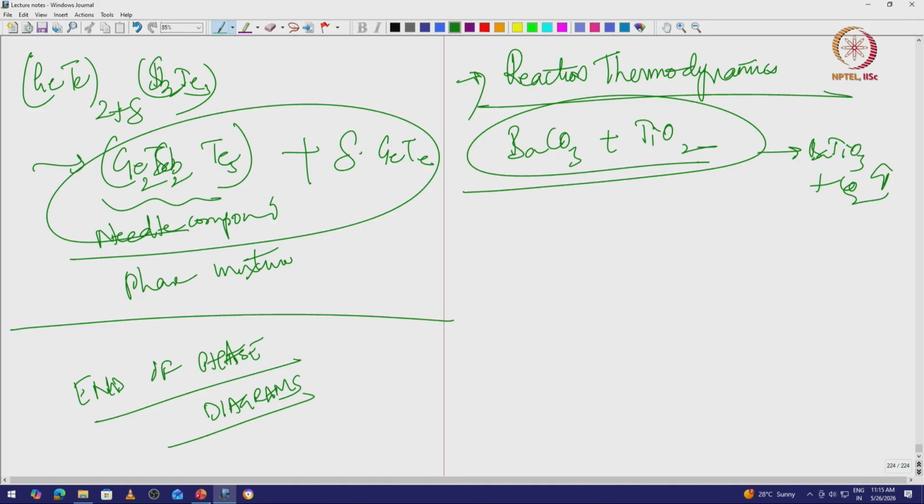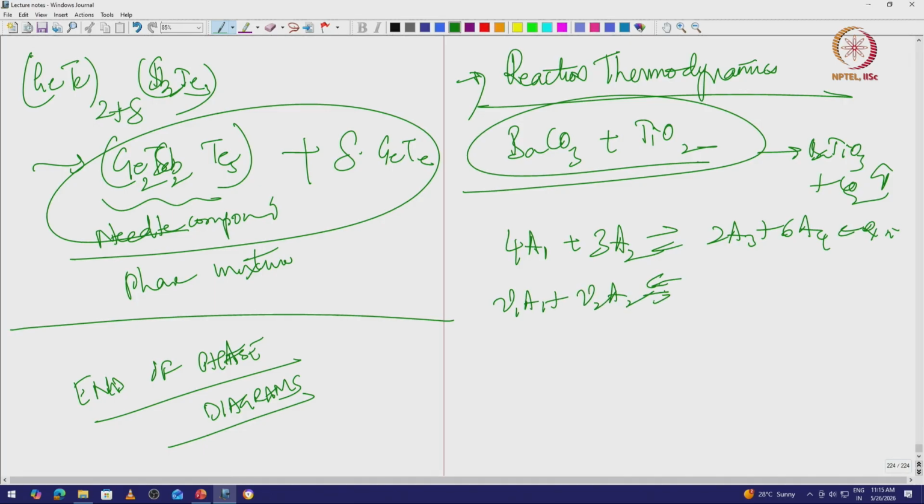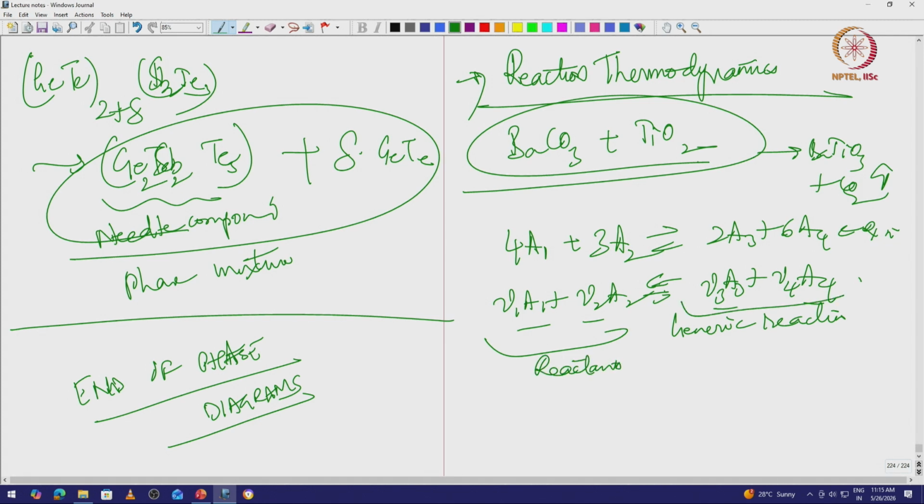Okay. Now, let us formalize this. So I have any chemical reaction, and any chemical reaction can be written as 4A1 plus 3A2, some chemical reaction, which gives rise to 2A3 plus 6A4. This is one reaction. In general, I am going to write it as nu 1 A1 plus nu 2 A2 gives nu 3 A3 plus nu 4 A4. So this is a generic reaction with 2 reactants and 2 products. So these are called the reactants and these are called the products.